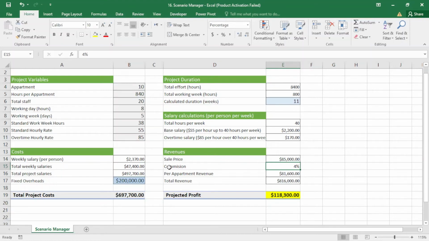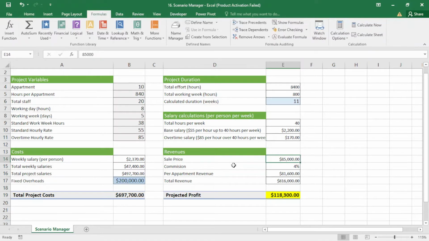Today our topic is about scenario manager. As you may understand from its name, we are going to apply a few scenarios in order to accumulate more money and get more profit. So in this case, I need to bring changes to the sale price and also the commission. If the sales price increases, the commission will increase also. If the sales price decreases, the commission will decrease either.